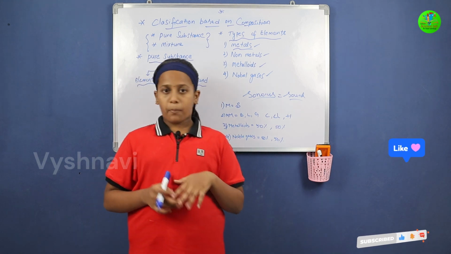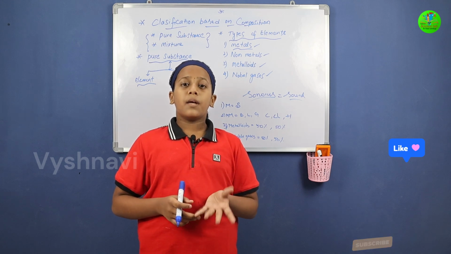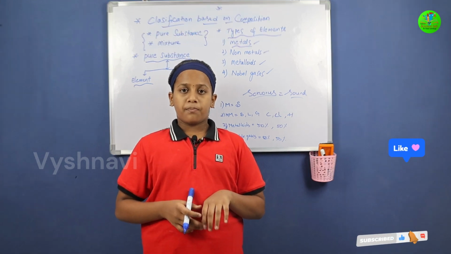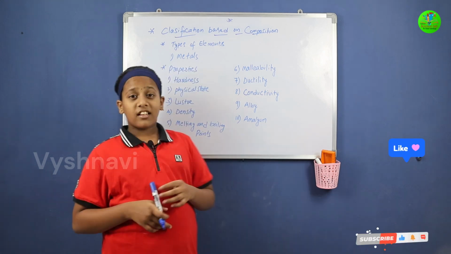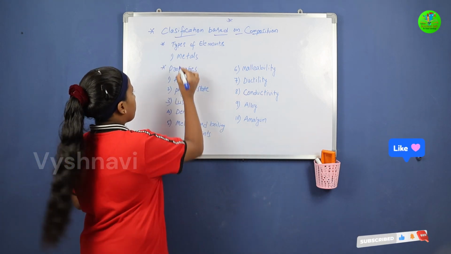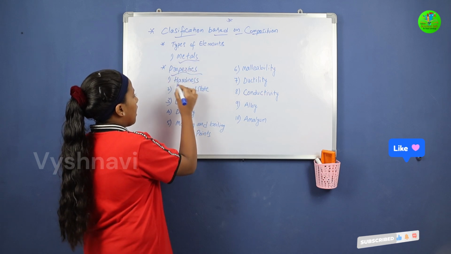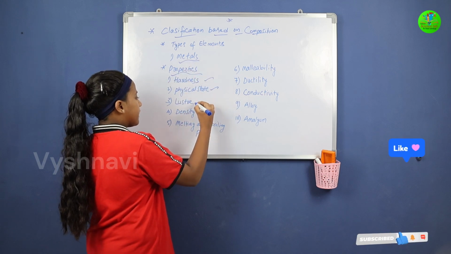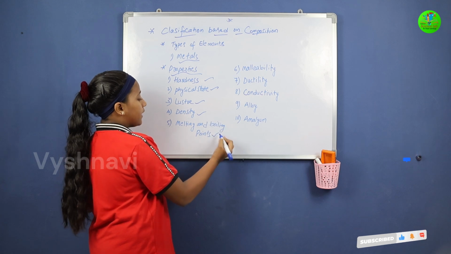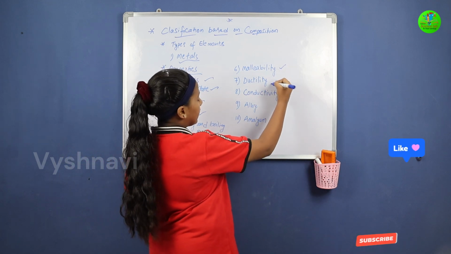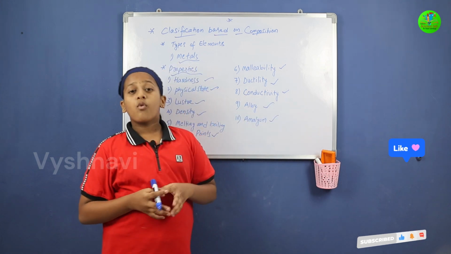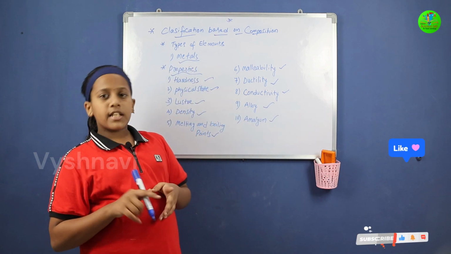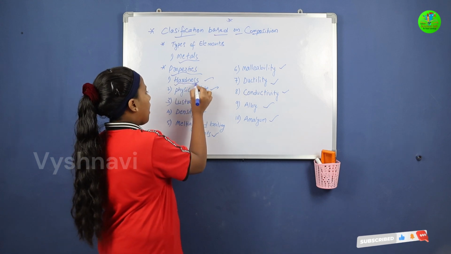We have physical properties in this. Firstly, we will learn the metal physical properties. Let us first read. Metal properties: hardness, physical state, luster, density, melting and boiling points, malleability, ductility, conductivity, alloy and amalgam. First we will discuss the hardness.